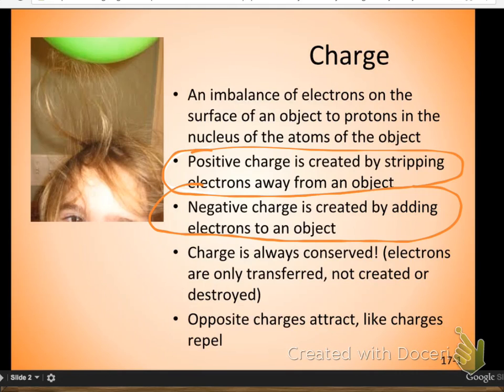And the other big thing, and something that you have all known since, I don't know, like the 3rd grade probably, opposite charges attract, like charges repel. So if we take 2 positively charged objects, they will move apart from one another. If we have 2 negatively charged objects, they will move apart from one another. However, if we have a negatively charged object and a positively charged object, yay! This is actually really useful.